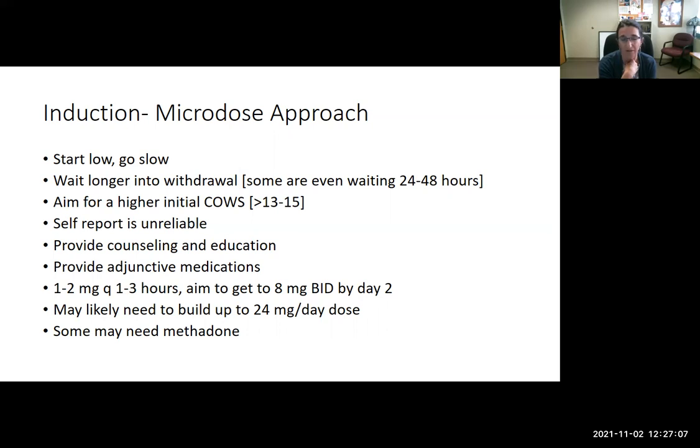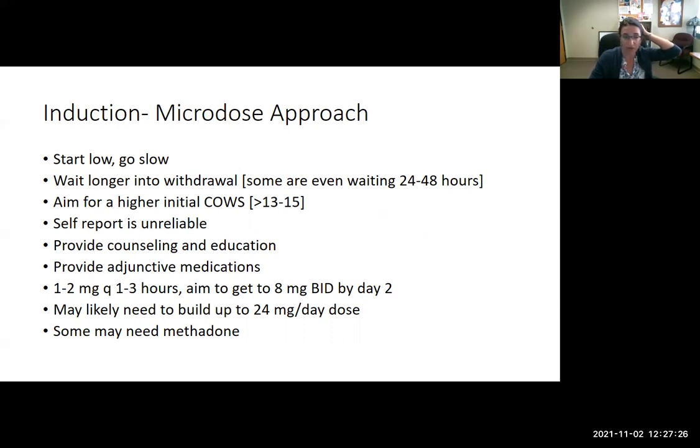Self-report is considered pretty unreliable, so you really want to make sure that they're basing it on objective measures. And this is why sometimes having it done in clinic or inpatient is most beneficial. Definitely want to be providing them, again, all the counseling and education as far as the process, and providing them with those adjunct medications.